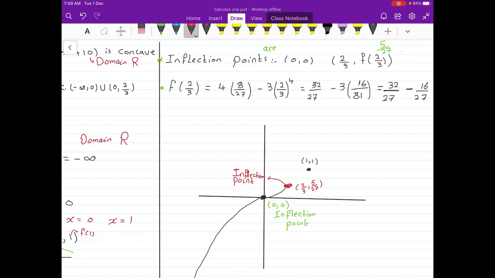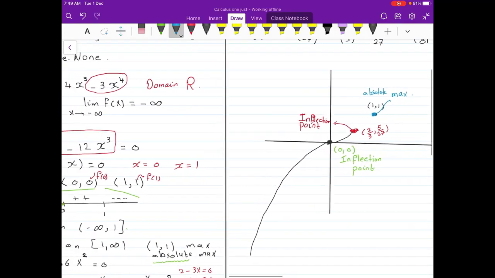And as x approaches minus infinity, notice the graph approaches minus infinity, so it will surely start from below. And we got another point, which is 1, 1. This point, max, will be the largest value, the absolute max. Now we will try to sketch the graph.